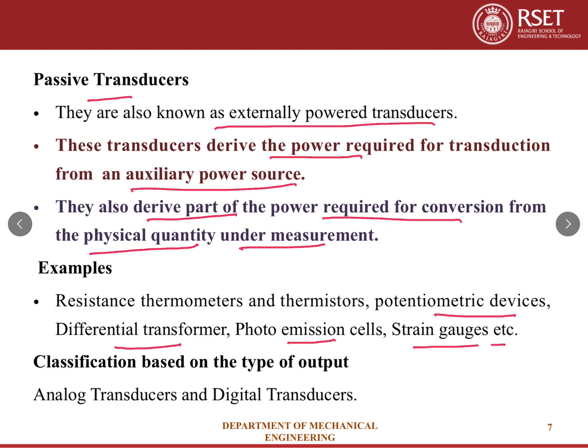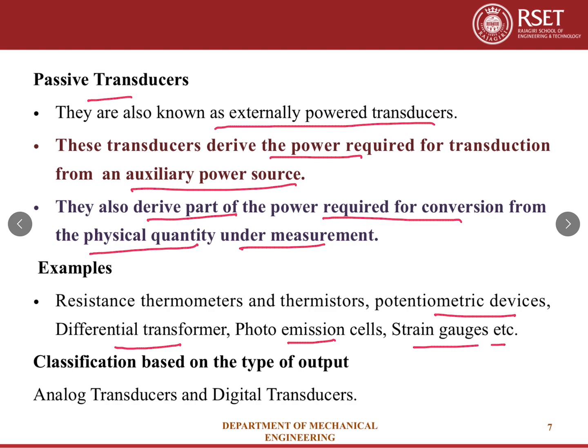In a strain gauge, we have a Wheatstone bridge arrangement, and the terminal of the Wheatstone bridge is connected to an external power source. Based on the strain, the resistance of one of the arms of the Wheatstone bridge will change, and as a result there is a net voltage on the output side of the Wheatstone bridge. Here you require an external power source for its operation. Therefore it is a passive transducer.